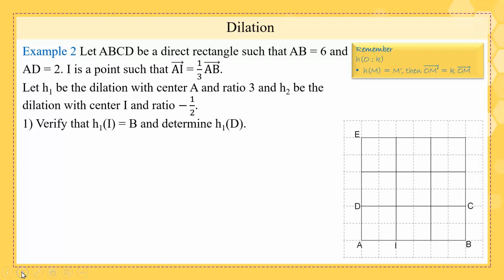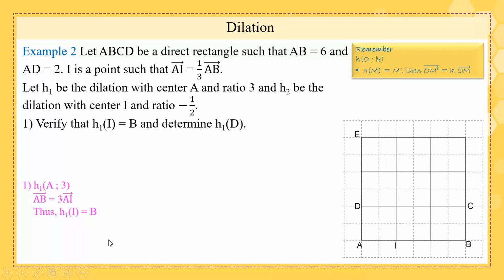Now, how to verify that H1 of I equals B? To verify that, we must remember the center and the ratio of H1. H1 is of center A and ratio 3. So when we say that H1 of I equals B, that means vector AB equals 3 vector AI. Look at the figure on the right side. It's clear that vector AB equals 3 vector AI because they are of the same sense, same direction, and the magnitude of AB is 3 times the magnitude of AI. So AB equals 3 AI, thus H1 of I equals B.